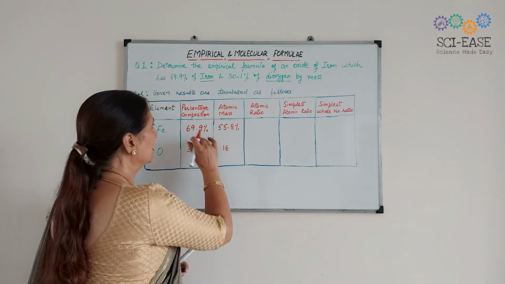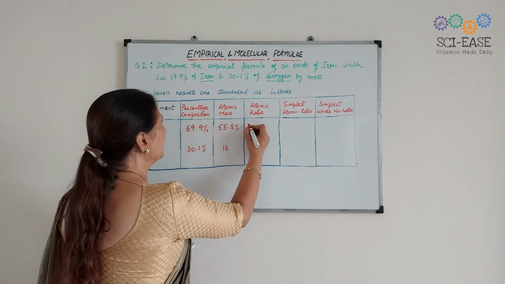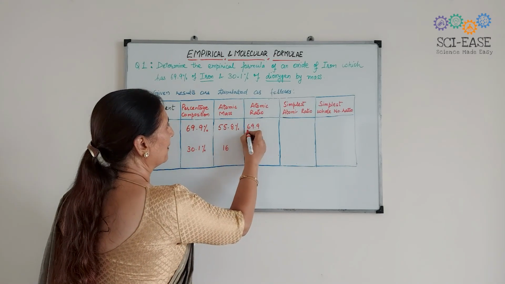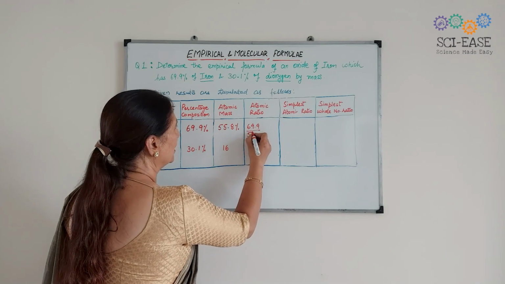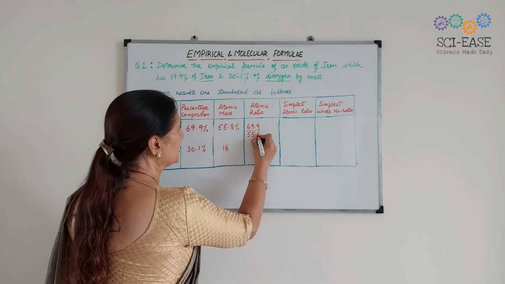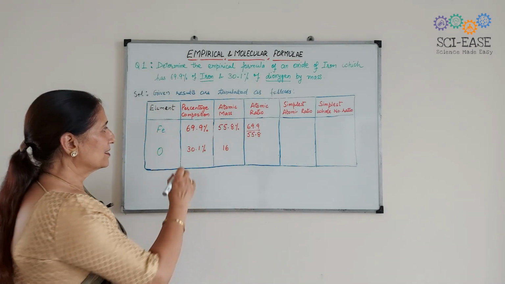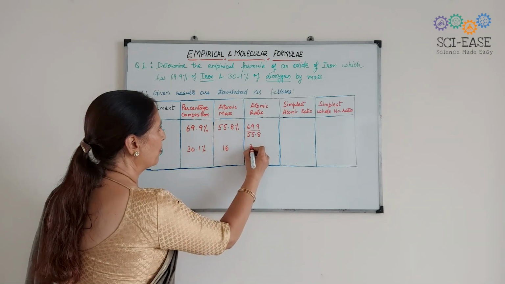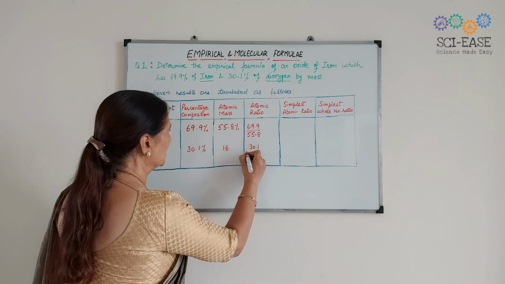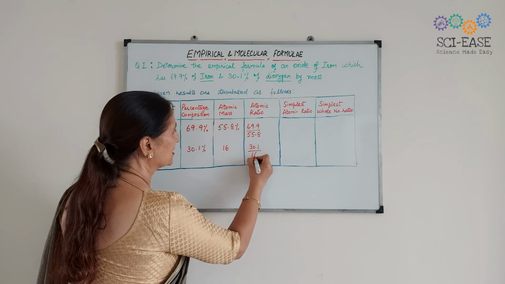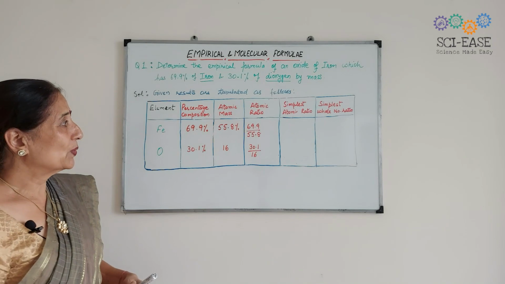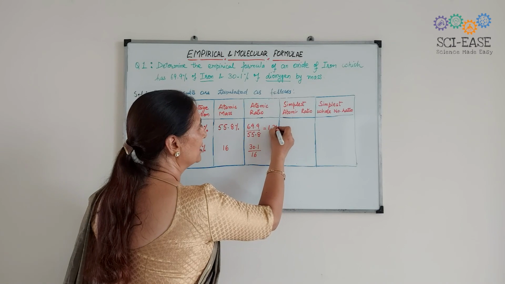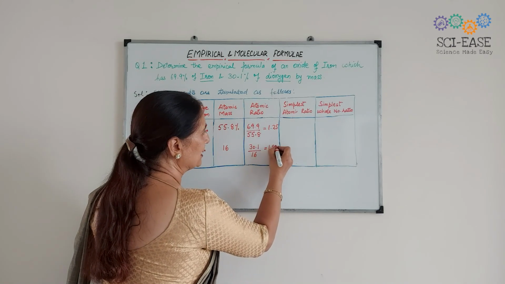Now next step is to divide the percentage composition 69.9 by its atomic mass 55.8. In the same way, you will divide 30.1% by 16. Okay? So what will be the answer? It is 1.25 and this is 1.88.